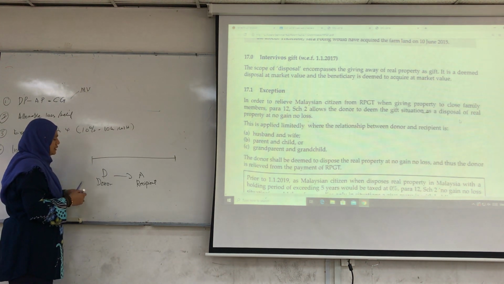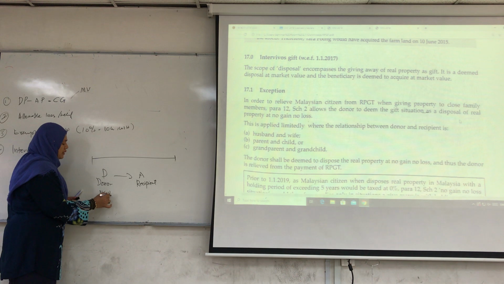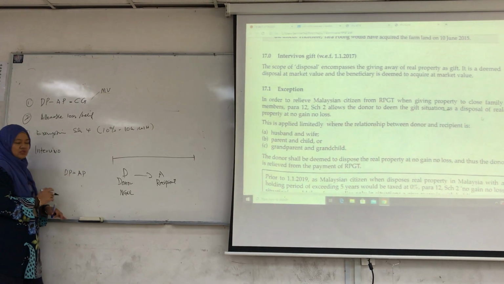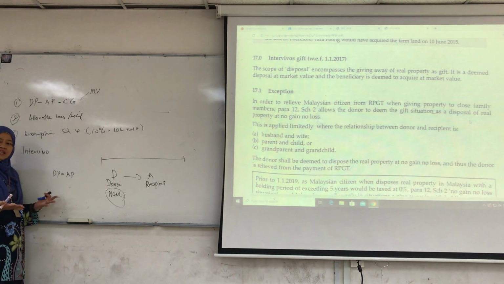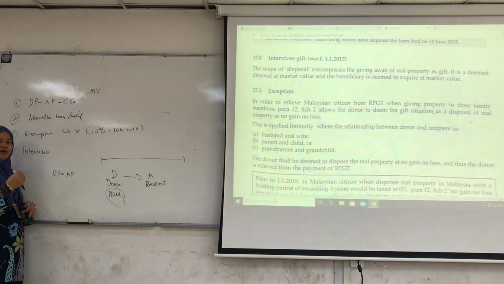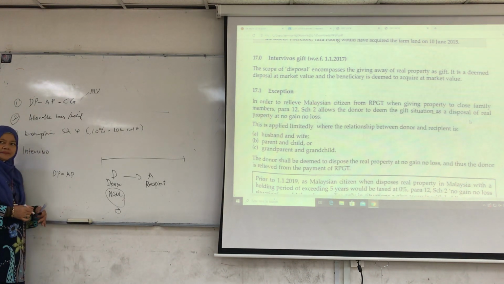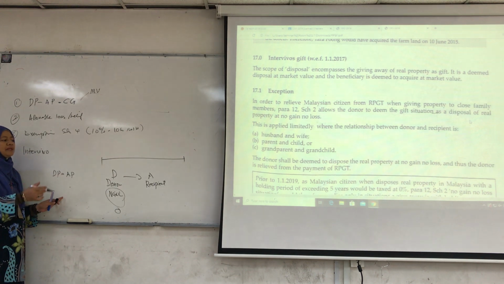So the donor has a no gain, no loss. What do you mean by no gain, no loss? Your disposal price is deemed to be your acquisition price. So the donor does not have to pay any tax because there is no chargeable gain and no allowable loss. So to the donor it is a zero tax liability. Is that clear? What happens to the recipient?